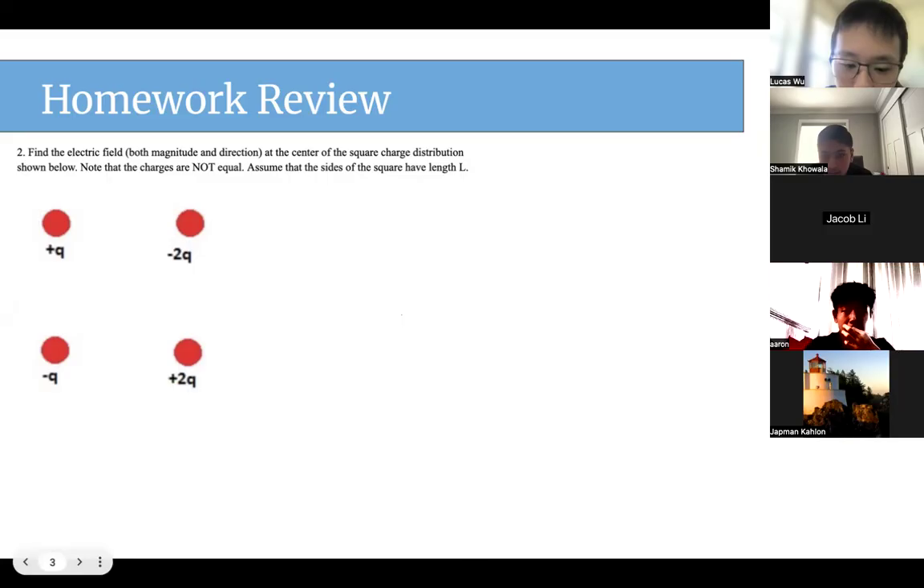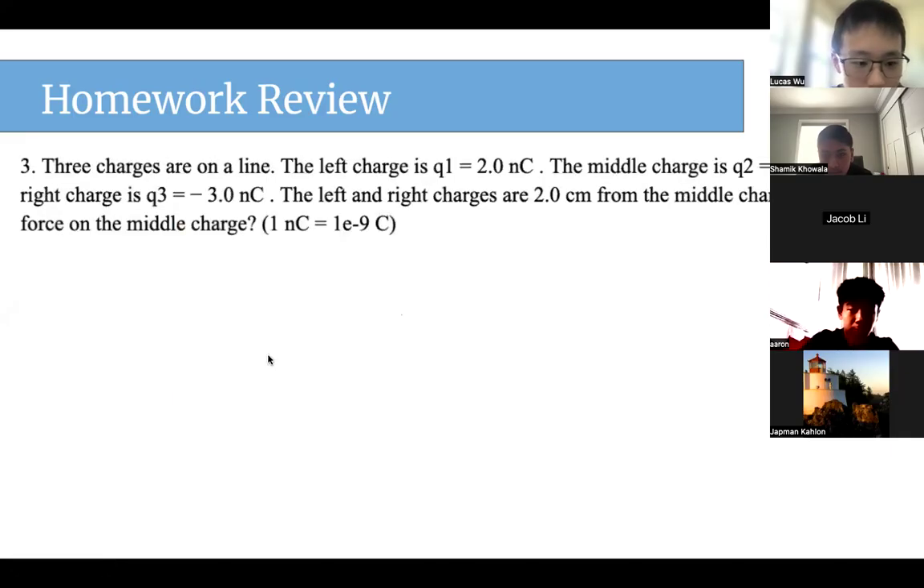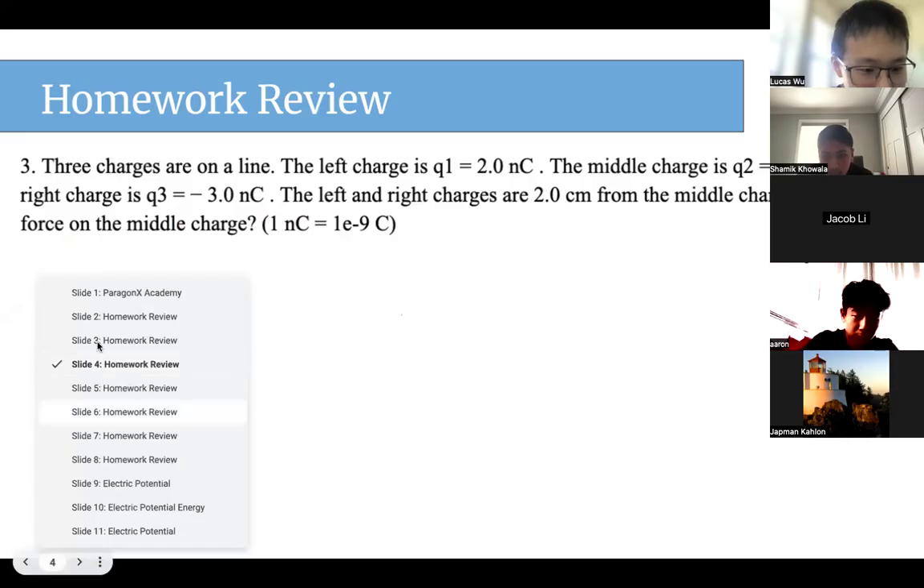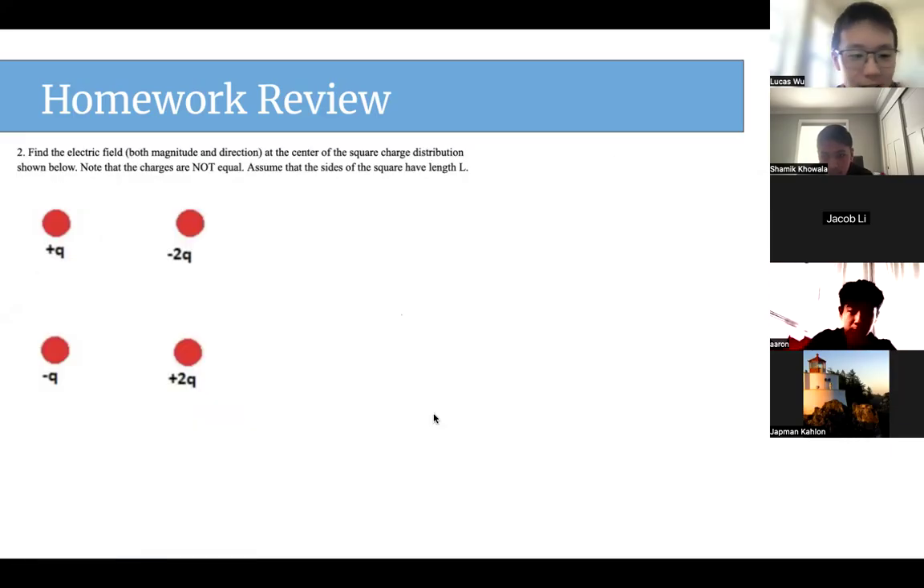Let's see. I guess if we have a point in the center, we could just apply Coulomb's law four times and split it into components. Yeah, that's actually a great idea. Do you want me to take over from now, or do you want to keep going? Because it'll be really good if you keep going.